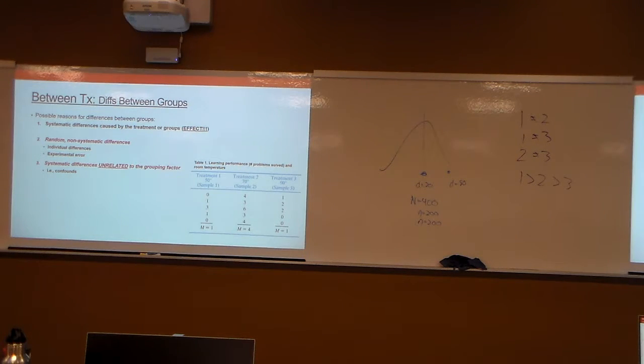Maybe the RA that was running treatment 1 wasn't very good, and the person who was running treatment 2 was actually giving people the answers, or giving people winks and nods and stuff like that. Who knows what's going on with our stuff at the time, right? So we can see individual differences, experimental error, and then systematic differences unrelated to the grouping factor, right? There could be other things that are systematically different across here that aren't random, they're just not included in our model, right? And what do we call any systematic difference that isn't accounted for in our model?